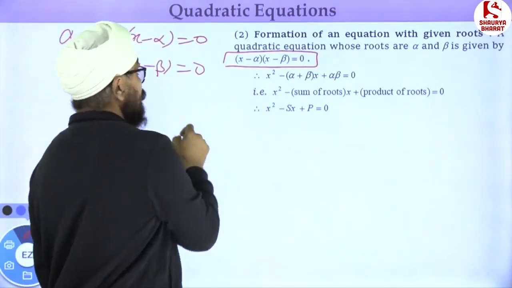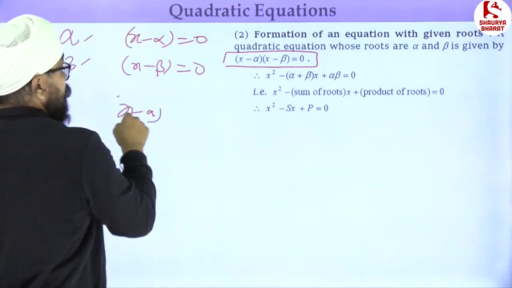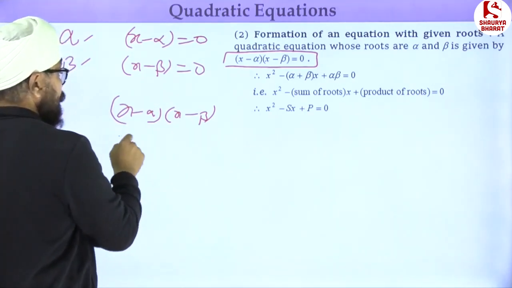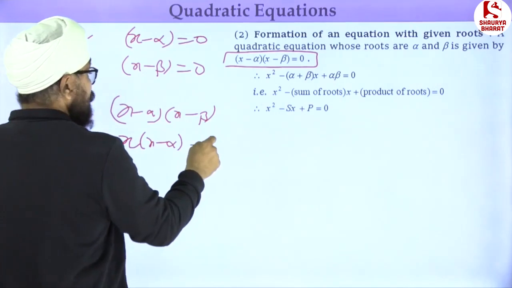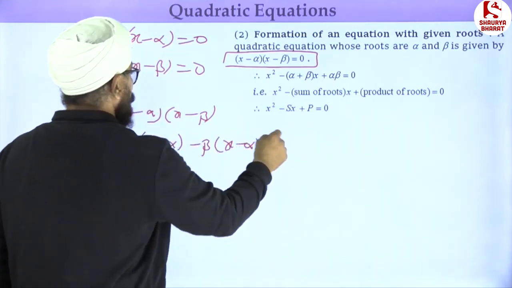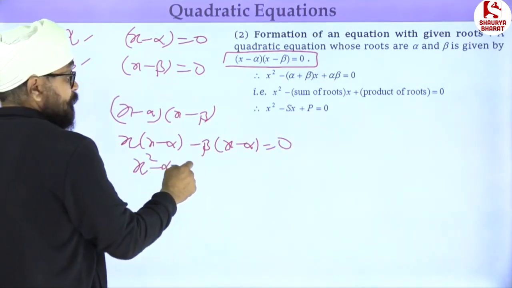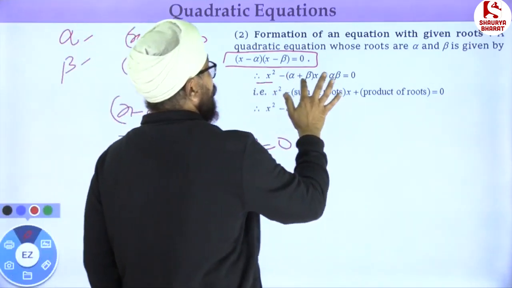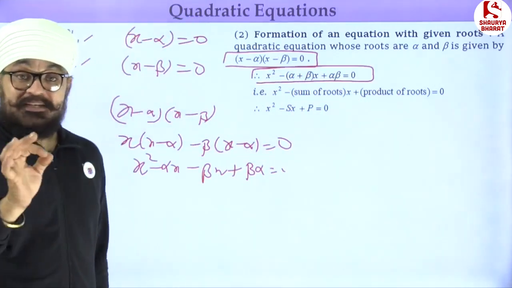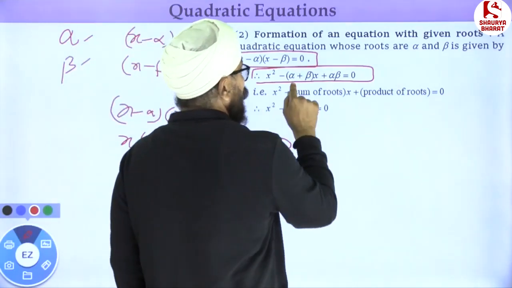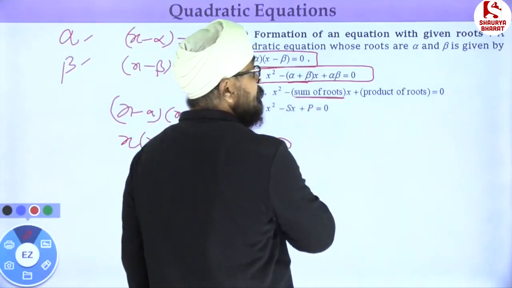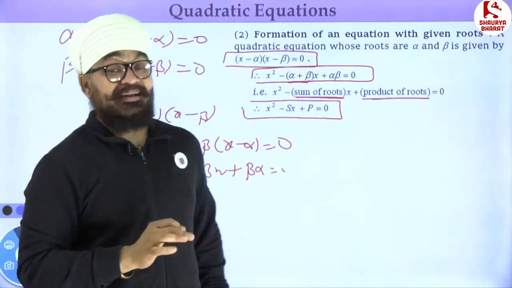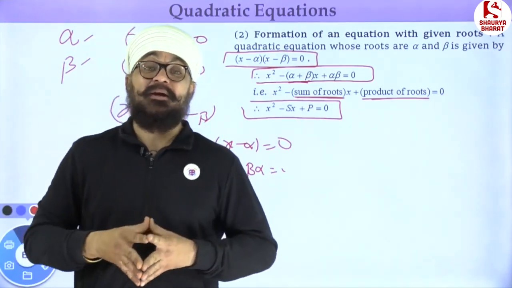But if I simplify this, (x minus alpha)(x minus beta) is x into (x minus alpha) minus beta into (x minus alpha), equal to 0. So this becomes x square minus alpha x minus beta x plus alpha beta, which can be written as x square minus (alpha plus beta) x plus alpha beta equal to 0. Alpha plus beta is the sum of the roots, and alpha beta is the product of the roots. Let's remember this as a shortcut formula: x square minus s x plus p, where s stands for the sum and p stands for the product.